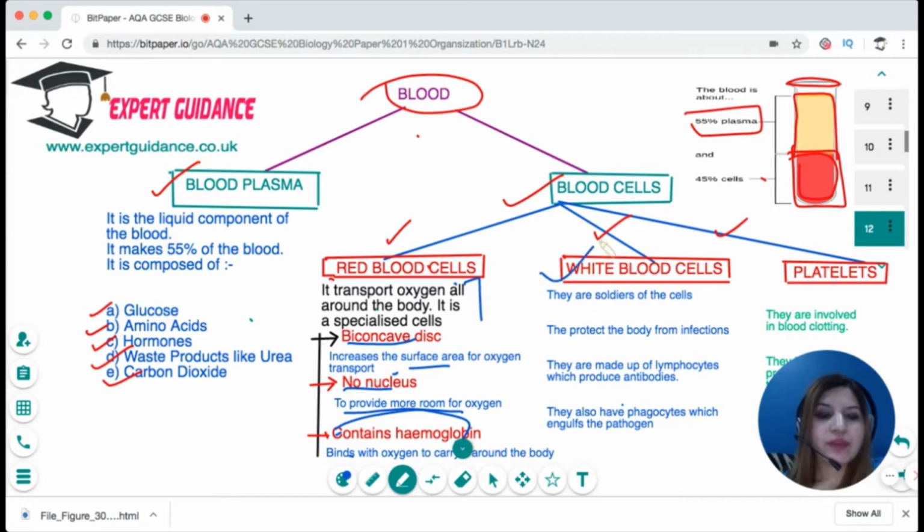Then you have the white blood cells. White blood cells are the soldiers of the body. They protect the body from infections. They are made up of two types of cell: lymphocytes, which produce antibodies, and phagocytes, which engulf the pathogen.